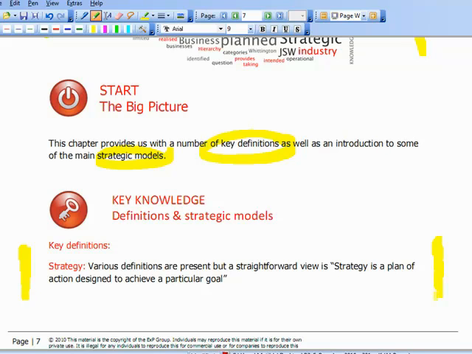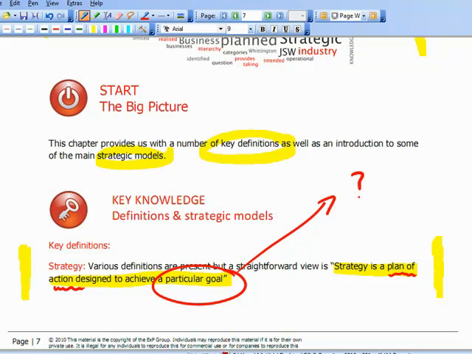Strategy. Now, obviously, there's various definitions, but a straightforward one is: strategy is a plan of action designed to achieve a particular goal. So, what we're talking about here is strategy is a plan of action. We've got a plan and it's based around action. It's based around the future. It's based around what we're going to do. Designed to achieve a particular goal.